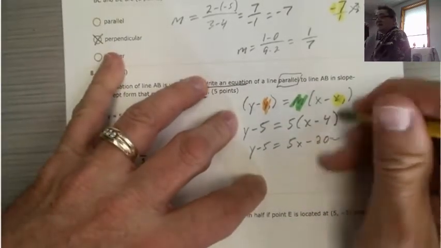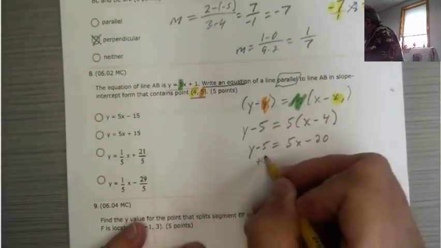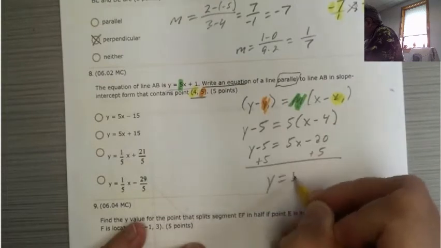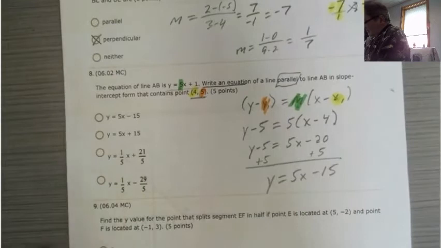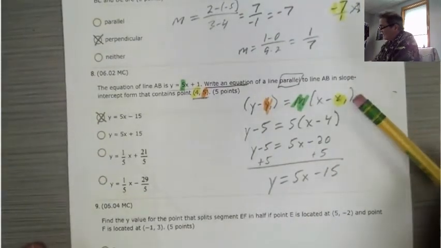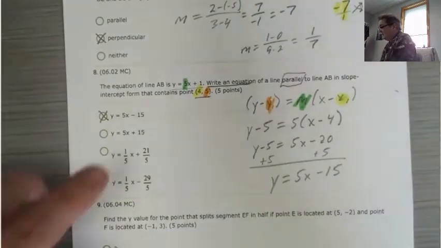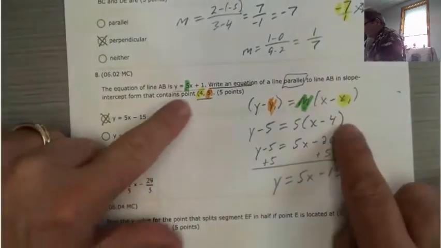Okay. We get rid of the 5, move it to the other side. So y equals 5x minus 20 plus 5. And there it is, right there in the first choice. y equals 5x minus 15. So we just substitute in the point-slope, and then we simplify it down to y equals and put it back in slope-intercept form, using the point and the slope from that equation.